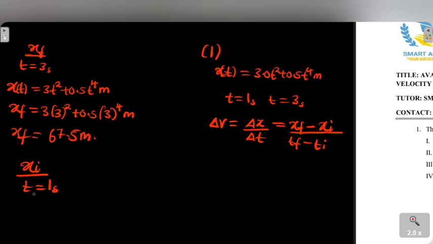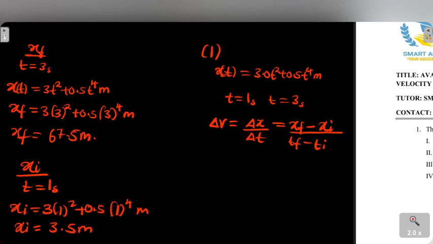Given the final position, we can also find the initial position, which is when t is equal to 1 second. So when t is equal to 1 second, we'll substitute again. The initial position will be 3 times 1 squared plus 0.5 times 1 to the power 4 meters. So you should be able to get 3.5 meters.